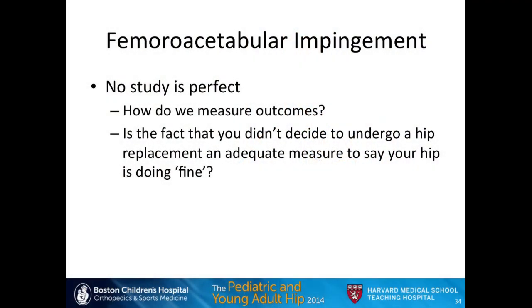Well, I know that no study is really perfect. So how do we measure outcomes? We talked briefly about that. I think one of our main pushes now is to look more critically at the type of outcomes questionnaires we're using. There are other outcomes instruments that are being designed that are more young person specific, and so we're starting to use those more. Is the fact that you didn't decide to undergo a hip replacement an adequate measure to say your hip is doing fine? I think I would say no.